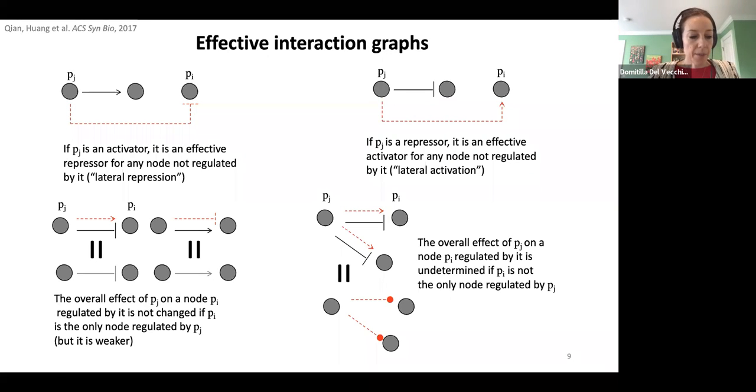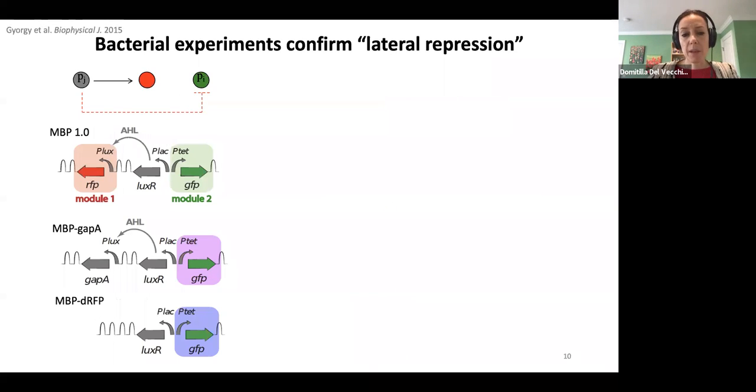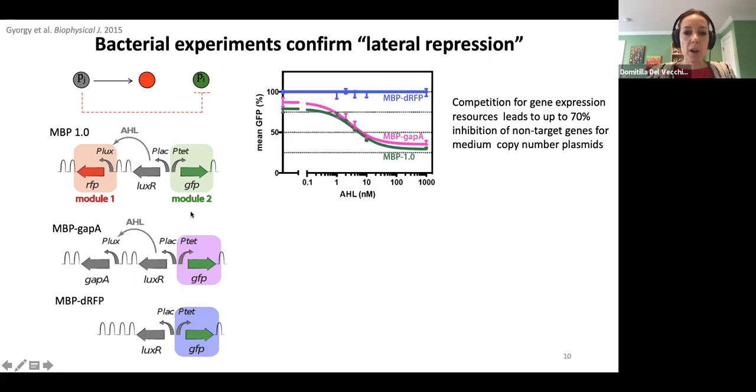Given that, we did a bunch of experiments to confirm what we call lateral repression. We had a gene, the red, that we could activate, and another gene, the green, that was constant. We showed that as you increase the expression of the red gene, or for what it matters any other gene, the green constitutive goes down. This showed about a 70% effect in a system with medium DNA copy number.